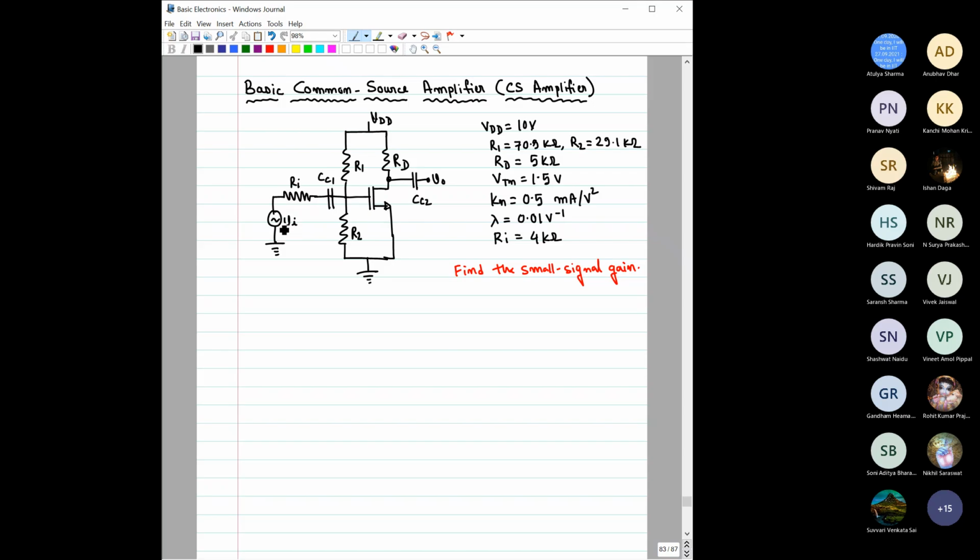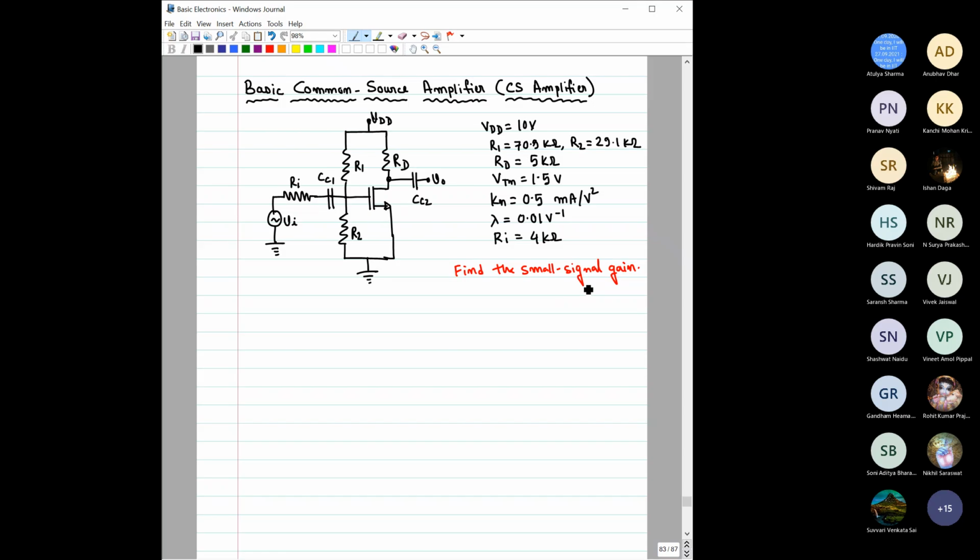Here Vi is the input signal, which is fed through an input resistance Ri, coupling capacitors CC1, CC2, and the source is grounded here. No resistance is present. Here is the drain resistance, and this is VDD. The corresponding values for these voltage sources as well as the resistances are also given. For example, VDD is given as 10 volt, R1, R2 is 29.1 kilo ohm, RD value, the threshold voltage of this MOSFET, Kn value, lambda, the channel length modulation parameter, and this Ri value are also given.